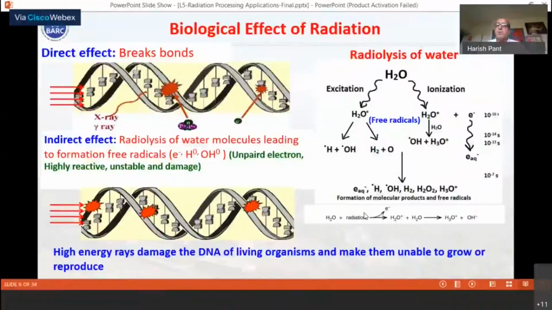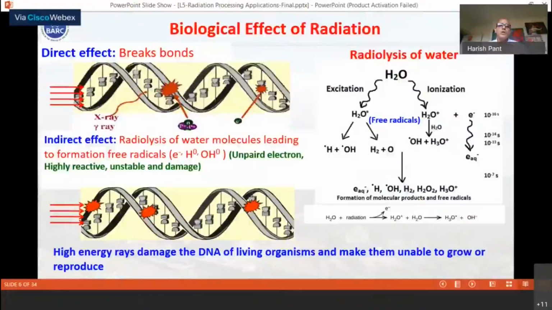Now that was about the radiation sources and machines. Now let us discuss what happens when materials are irradiated by radiations. There are generally three types of effects. One is the biological effect, then there are chemical effects, and then there are physical effects. So when any material is irradiated, three types of effects can be seen in those materials.